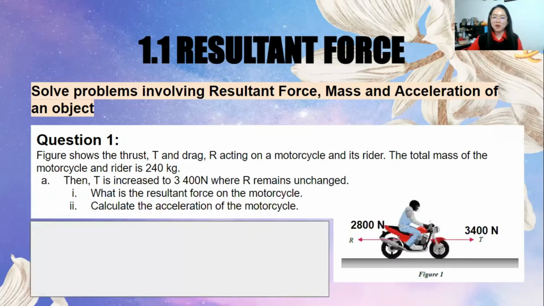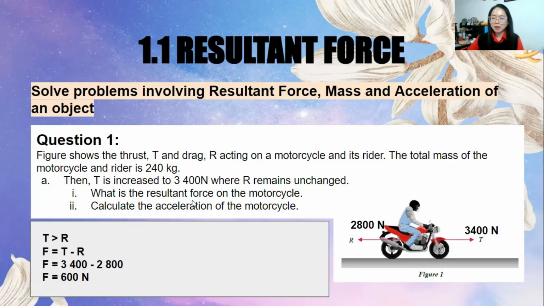Next one, I want to find the acceleration of the motorcycle. I'm sorry. Next one, I'm going to increase my T to 3,400 Newton, and R remains unchanged. So I label it on the diagram. So what do I have here? I'm going to find my resultant force first. So how do I find my resultant force? Okay, I know T is greater than R. So F is equal to T minus R. Always remember the bigger value minus the smaller value. So 3,400 minus 2,800, I get 600 Newton. Okay, this is my resultant force.